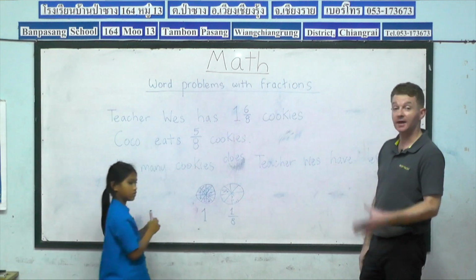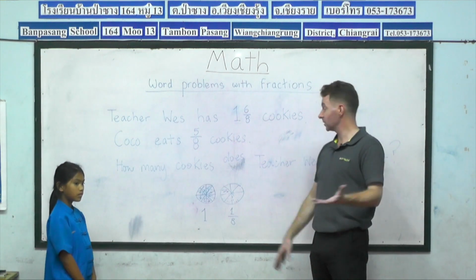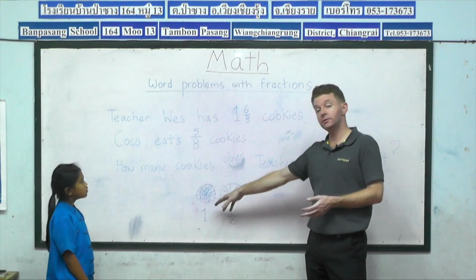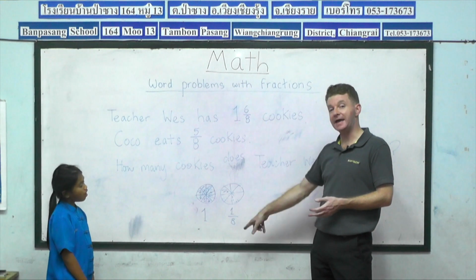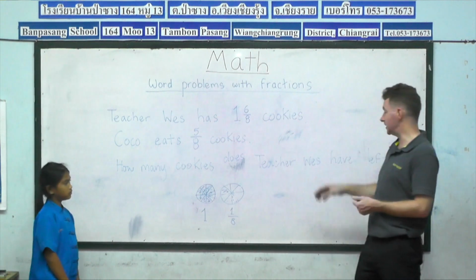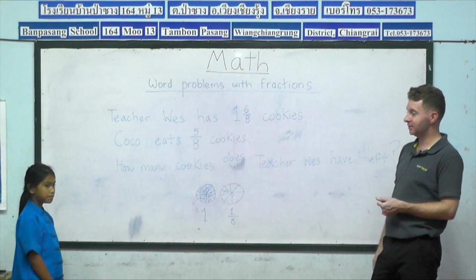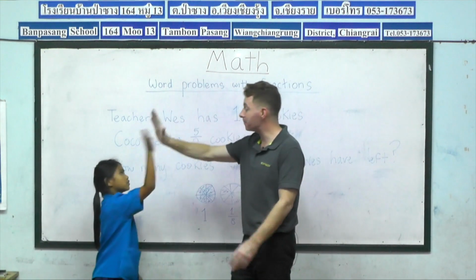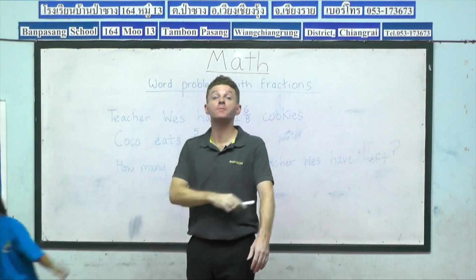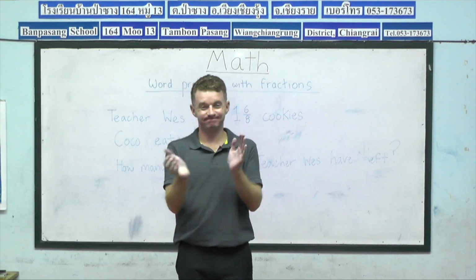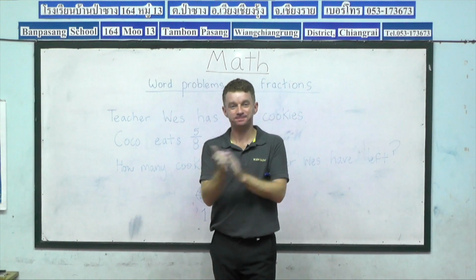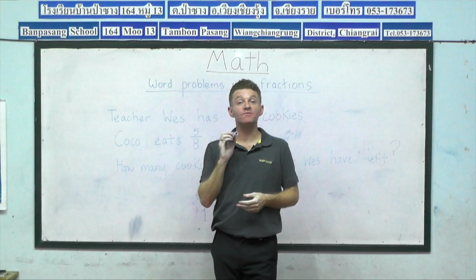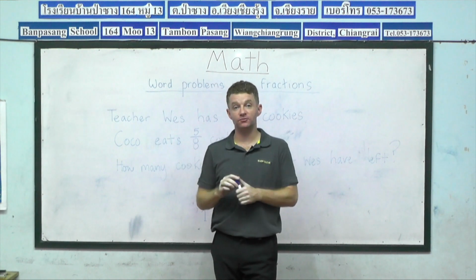Brilliant. And now we can tell the answer. Teacher Wes has 1 and 1 over 8 cookies left. Pak Bung, that was brilliant. Very well done. High five and a big round of applause for Pak Bung, please, guys. Another excellent word problem involving fractions from one of our students.